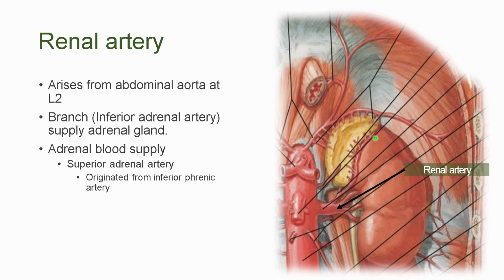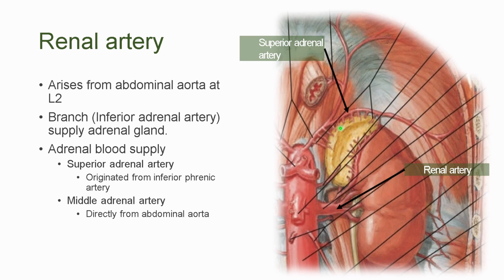Let's look specifically at the supply of the adrenal gland. The first branch that supplies the adrenal gland is the superior adrenal artery. Here you can see this is the inferior phrenic artery, which was the first branch of the abdominal aorta, as we have seen, and it gives rise to the superior adrenal artery, which supplies the superior part of the adrenal gland.